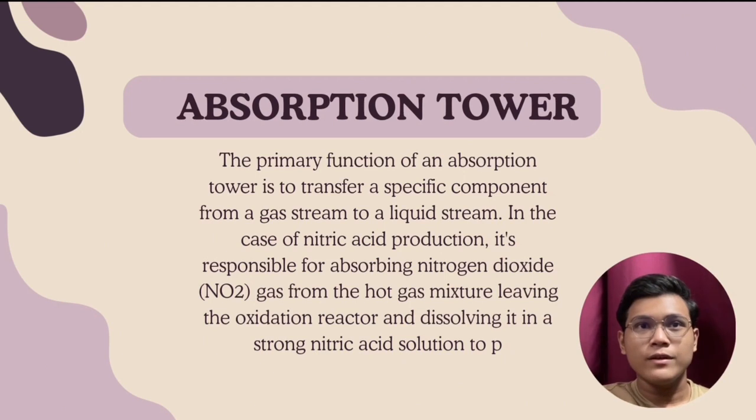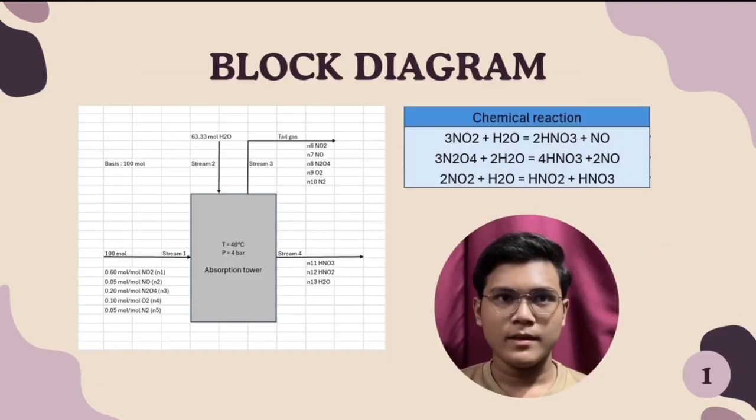Okay, moving on to the next chapter, I will explain a little bit about the absorption tower. The primary function of an absorption tower is to transfer a specific component from a gas stream to a liquid stream. In the case of nitric acid production, it is responsible for absorbing nitrogen dioxide, which is NO2 gas, from the hot gas mixture leaving the oxidation reactor and dissolving it in a strong nitric acid solution to produce weak nitric acid.